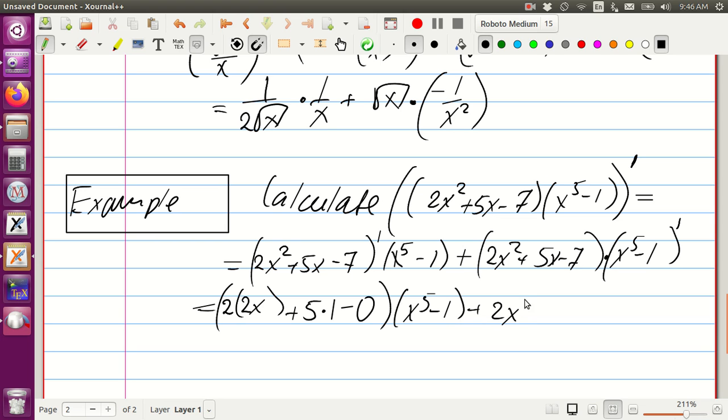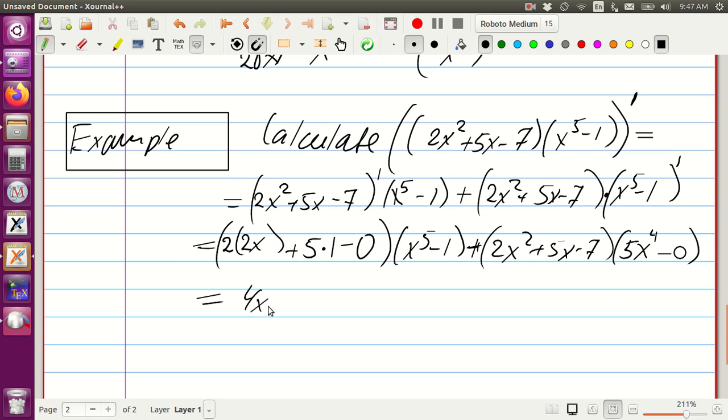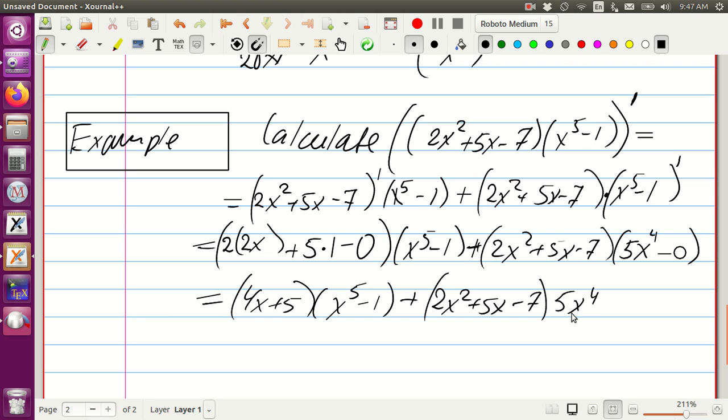And then we have 2x squared plus 5x minus 7, and we take the derivative of x to the 5 minus 1. So we're going to use the power rule. The power rule says take 5, put it down, subtract 1 from 5, so we're going to get x to the 4. And then we take the derivative of 1, which is 0. So finally, our answer is 4x plus 5 times x to the 5 minus 1, plus 2x squared plus 5x minus 7 times 5x to the 4. And that's our derivative over here.